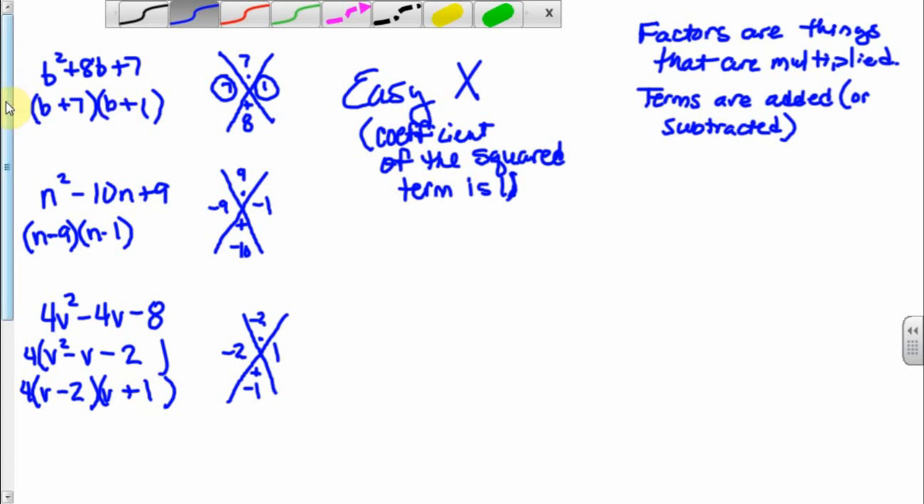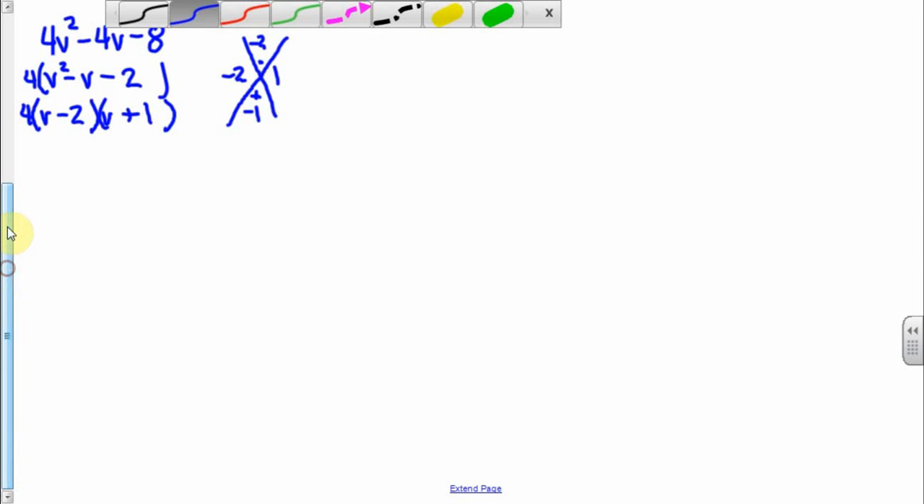That'll be okay. All right, so now we're going to talk about trinomials that I call the technique hard X. Okay? Just to make it really simple. Easy to remember. You got easy x, you got hard x. This is easy because the coefficient of the squared term is 1. So now what we're going to do is look at coefficients on the squared term that are bigger than 1.